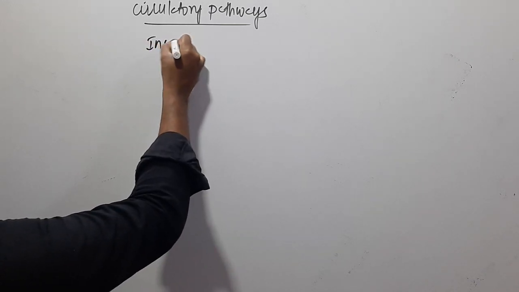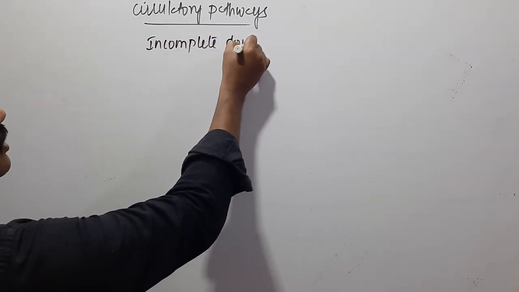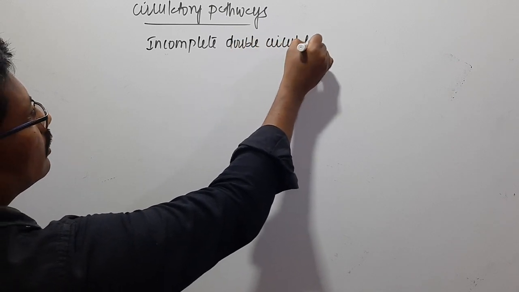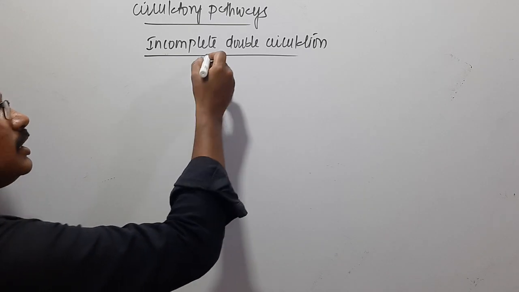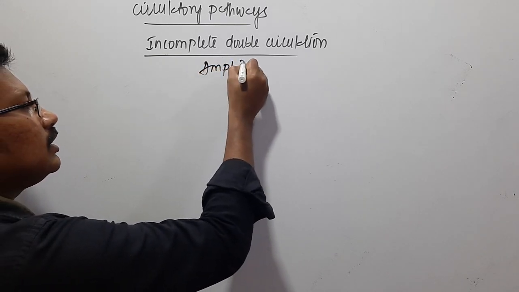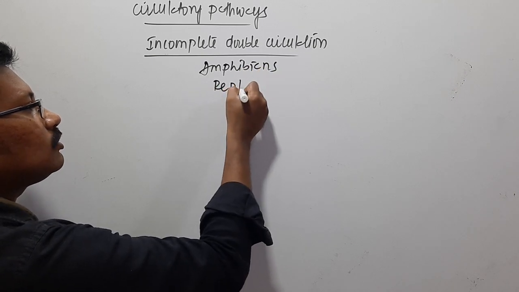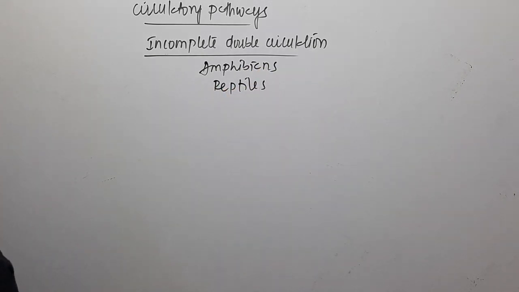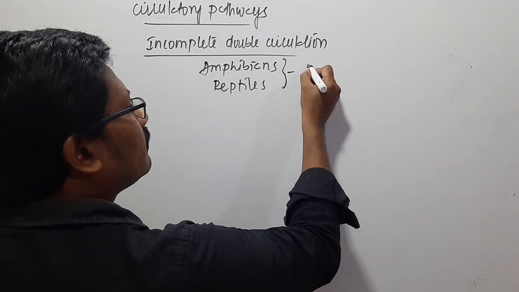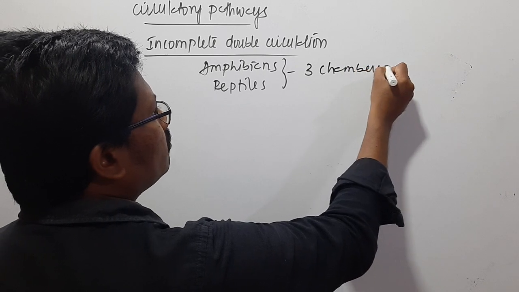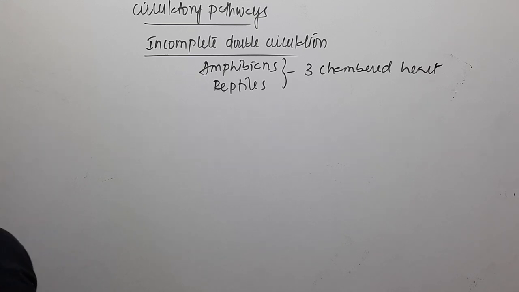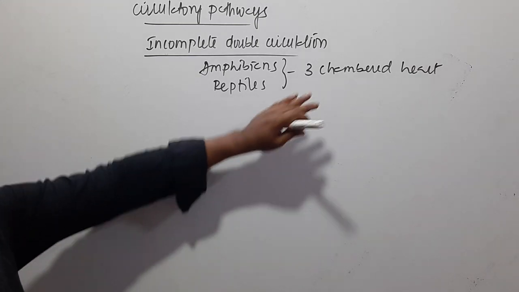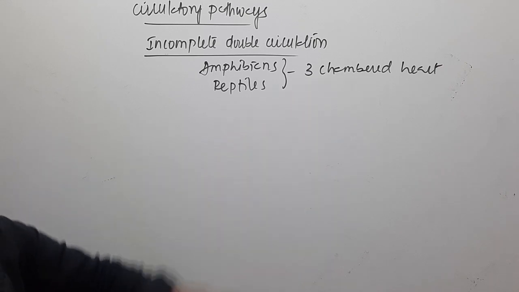The next one, incomplete double circulation. Here, as I told already, examples you will see in the case of amphibians and most of the reptiles except crocodiles. They have a three chambered heart. The ventricle is not completely divided, right? So we say all of them will have a three chambered heart.